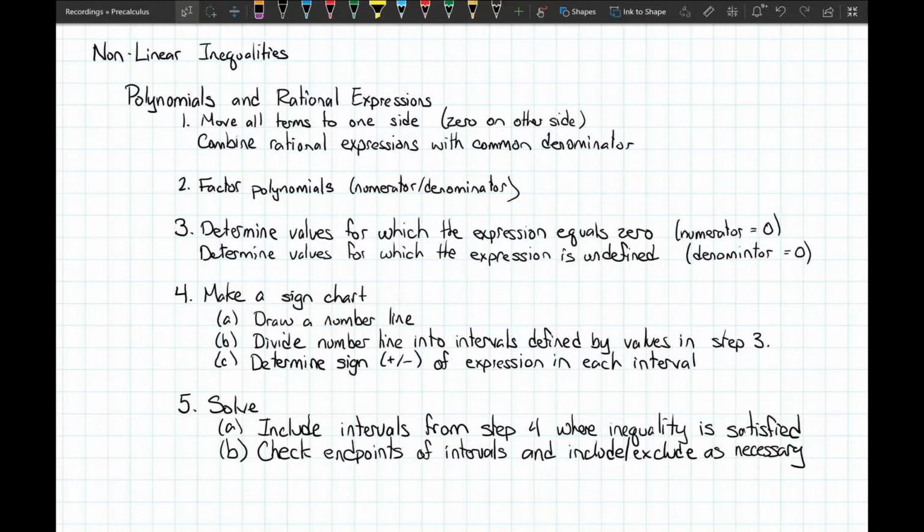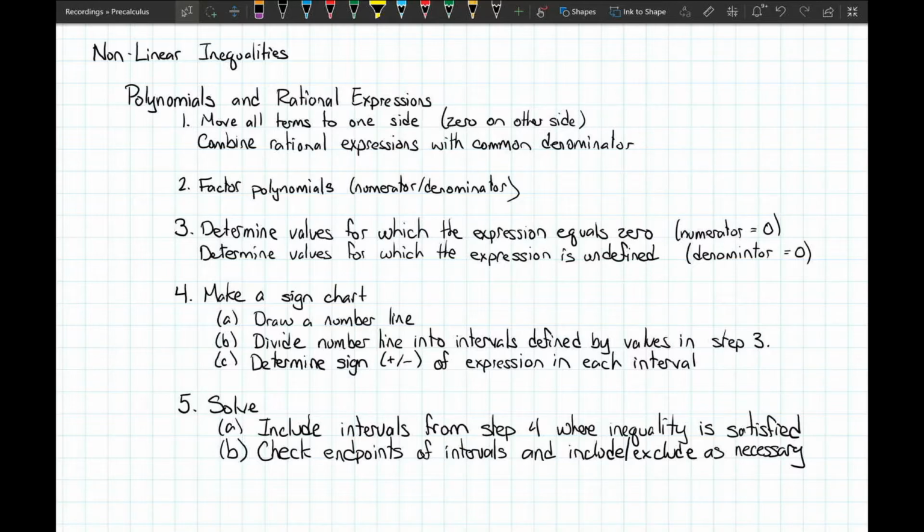Whether you've just got a polynomial or whether you have rational expressions, move everything to one side so you have 0 on the other. And if you have multiple terms that involve rational expressions, start to combine those together so you get a common denominator. Now, once you've got everything put on one side, start all the factoring you can possibly do. Look for common factors, look for maybe AC methods, things like that, if you have quadratics, etc.